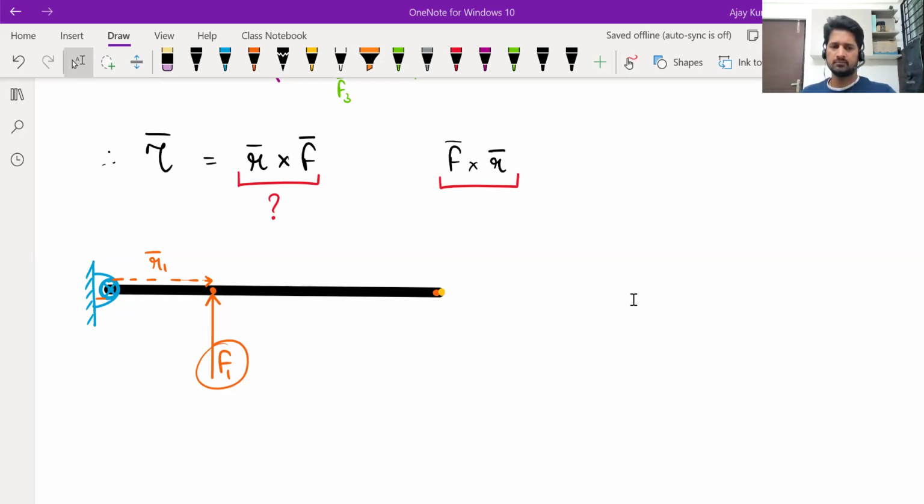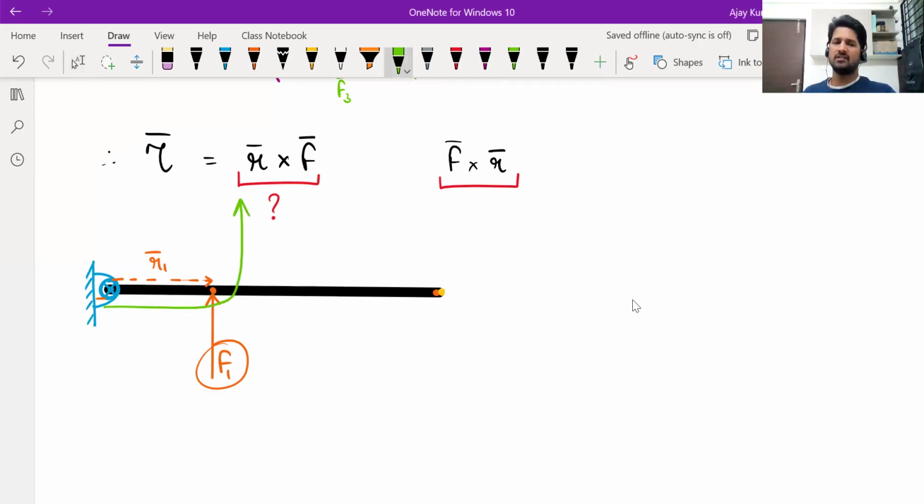By right hand thumb rule. How do you apply that? First, along which vector should you move? R bar. You want R cross F, so move along the first vector R. Then which way should you turn? You have to turn towards the direction shown by F. F is showing upward direction here. So R cross F is like this.